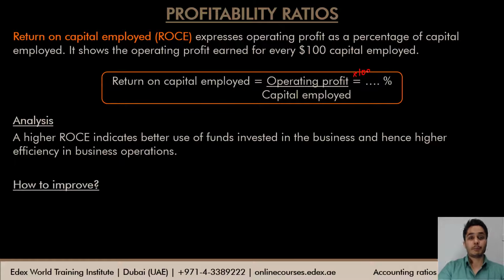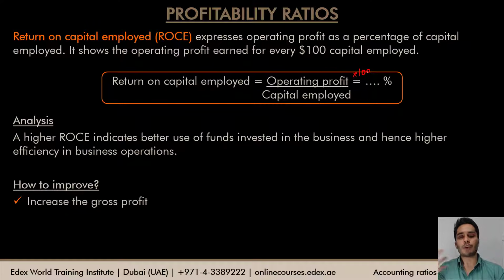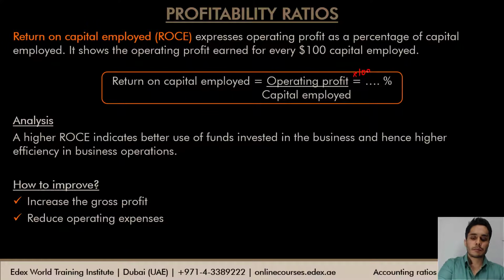Can we improve ROCE of a business? Yes, you could take steps by increasing the overall profit. That includes taking steps to improve the gross profit, and taking steps to improve the operating profit by reducing the operating expenses. This way you could ensure that the capital invested in the business is utilized efficiently to maximize operating profit for the investors.